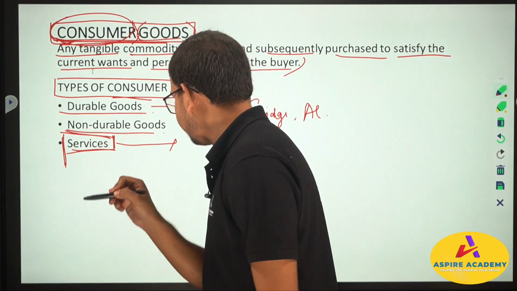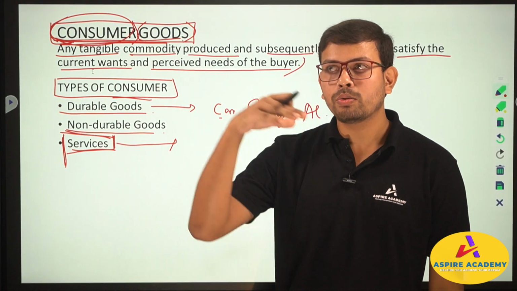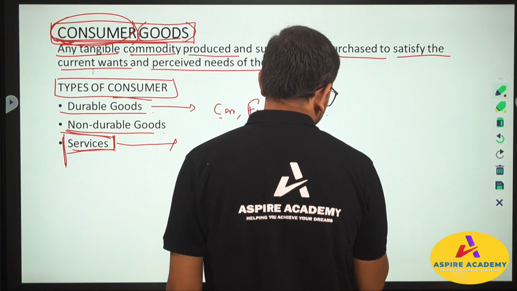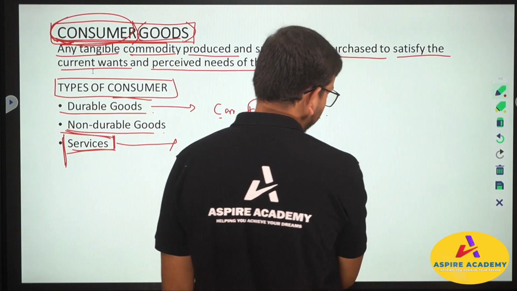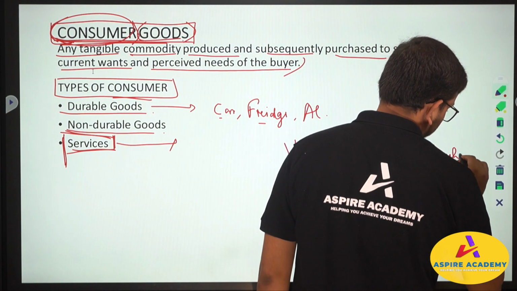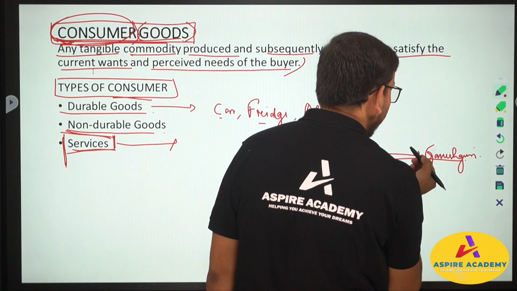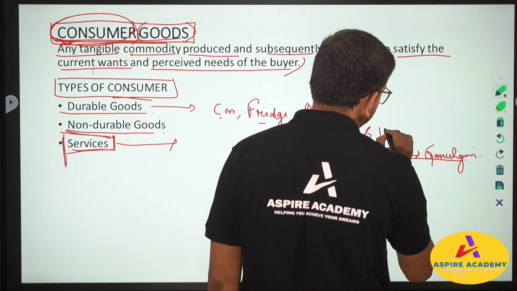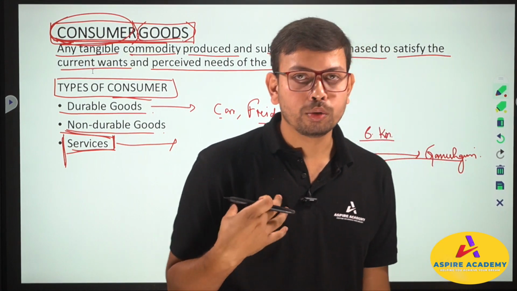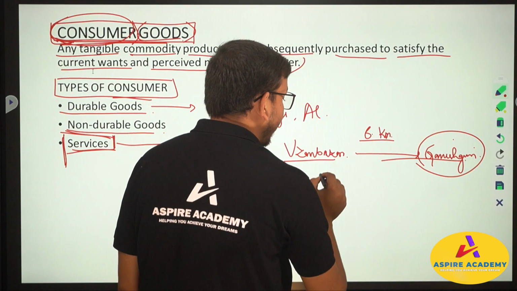Listen, I'll give you an example. Basically, I stay in Uzan Bazaar. My office is in Ganeshgudi. So the distance between these two places is approximately 6 kilometers. And I don't own any vehicle. So for coming to the place where I work, I took a bus.